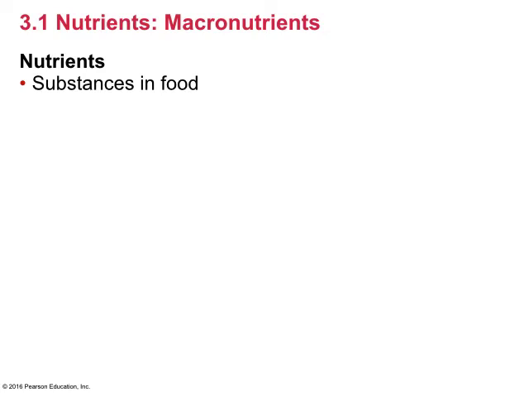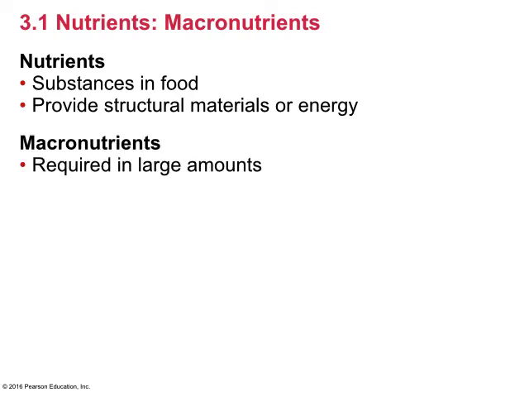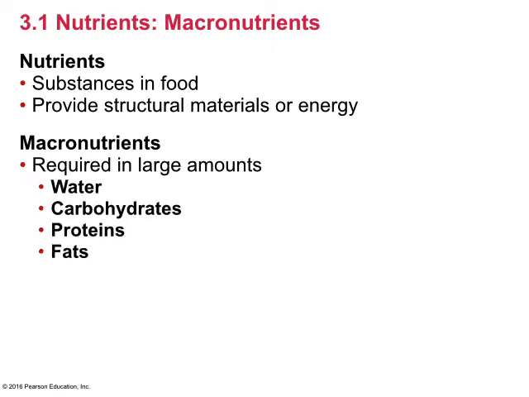Nutrients are simply substances in foods, right? It's stuff that provides structural materials or energy for your cells. Macronutrients are nutrients that are required in large amounts. So water, carbohydrates, proteins, and fats. Three of the organic macromolecules we looked at are macronutrients, things that you need to consume.